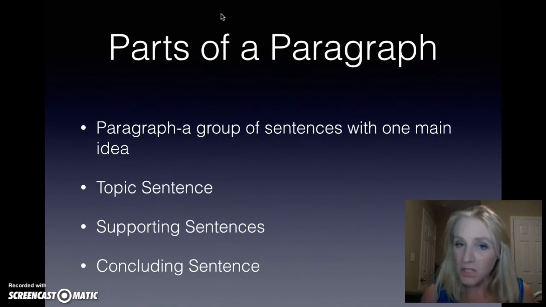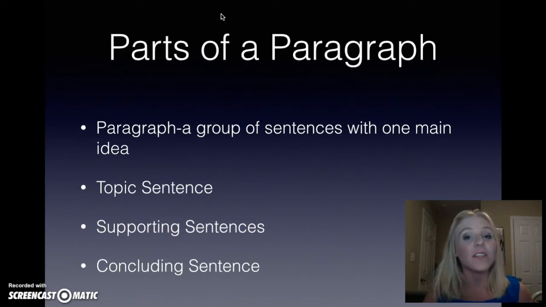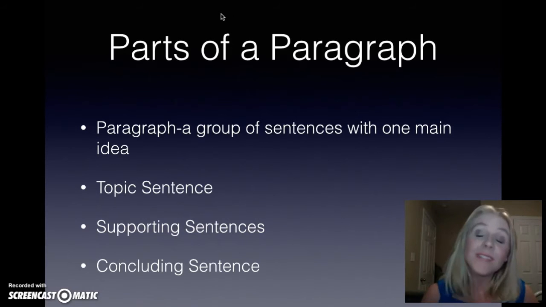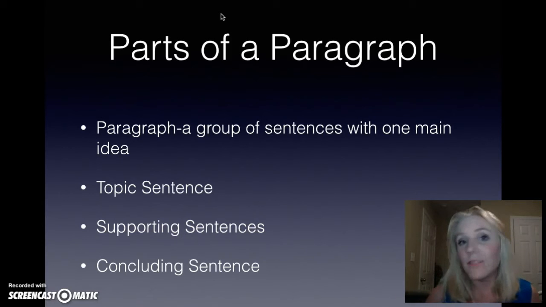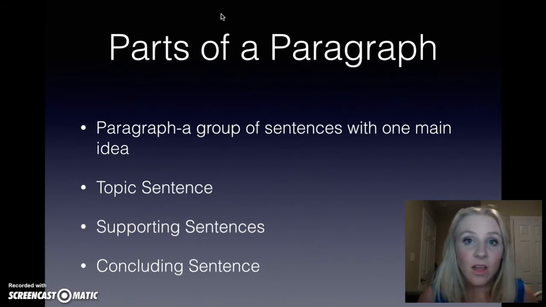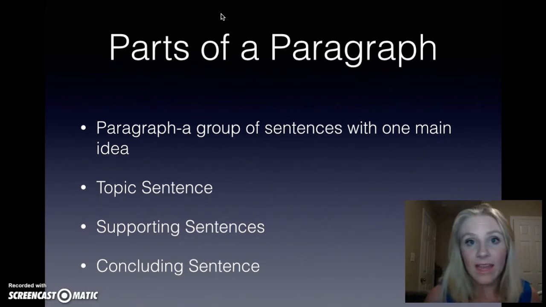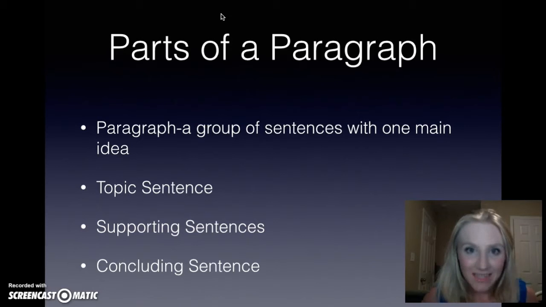Okay, the very first thing that we need to talk about is recognizing the parts of a paragraph. And the first thing you need to know is the definition for a paragraph. So a paragraph is actually a group of sentences with one main idea. Now a paragraph can be 3 sentences long, 5 sentences long, 87 sentences long. As long as they are all about the same main idea, then you have a paragraph.